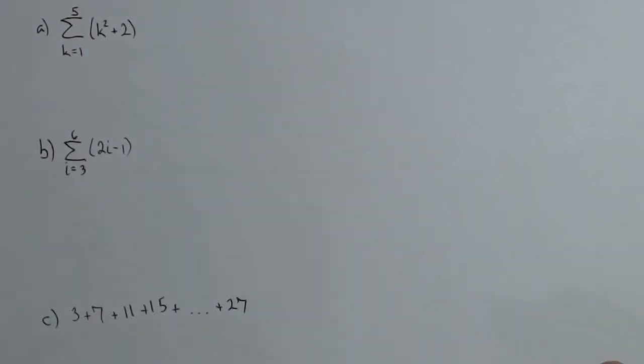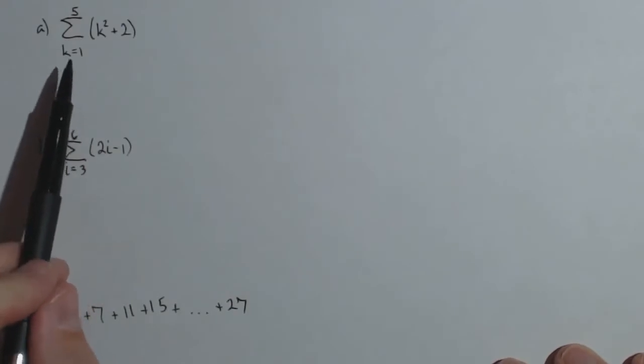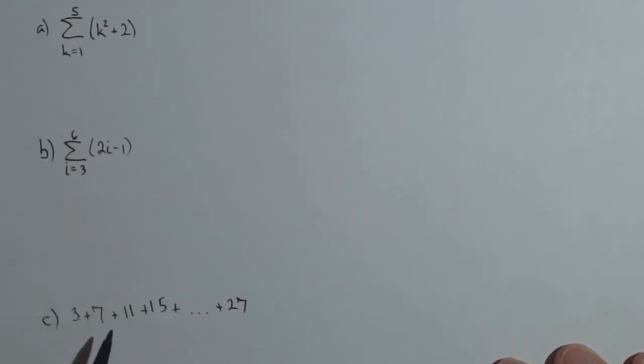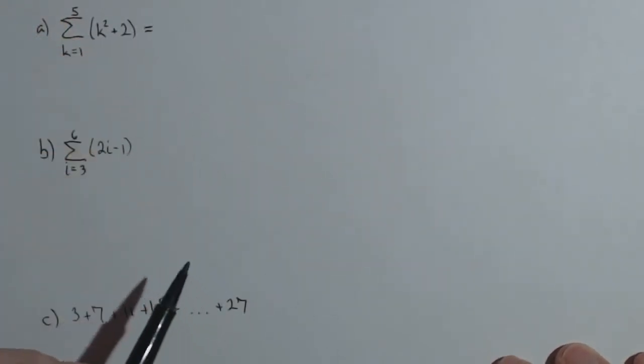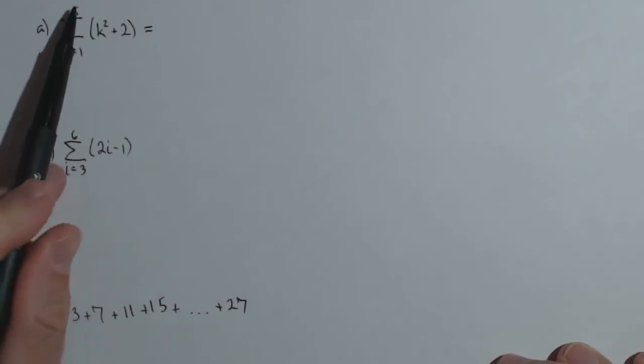In this video, we're going to look a little bit about how to write things in expanded form from sigma notation and expanded form to sigma notation. So let's start off with sigma notation. And you want to think of this as a counter.